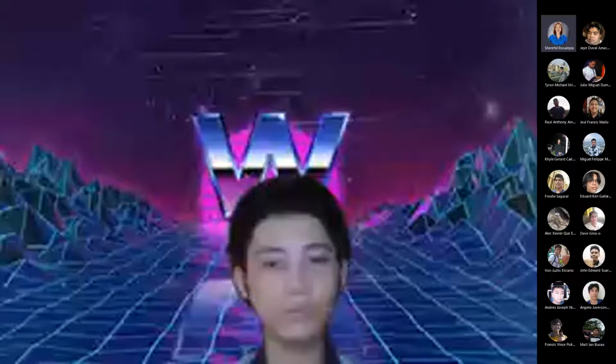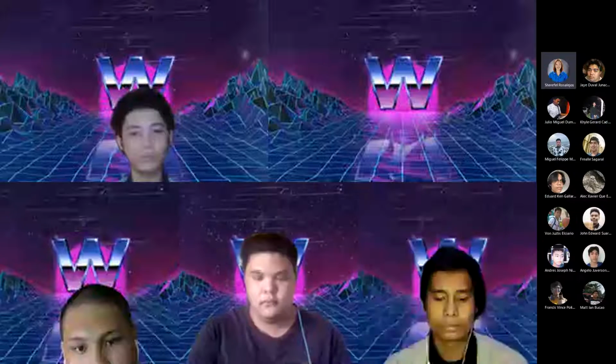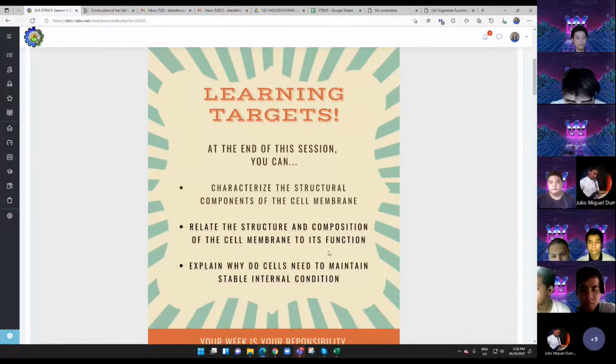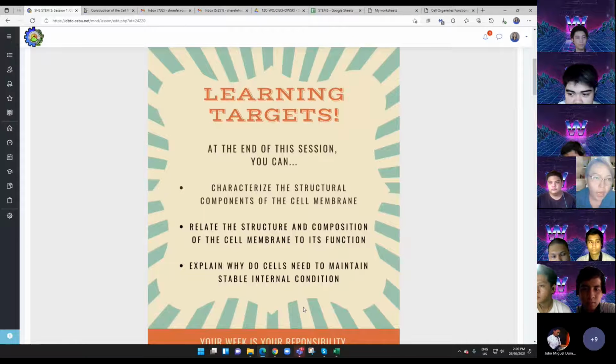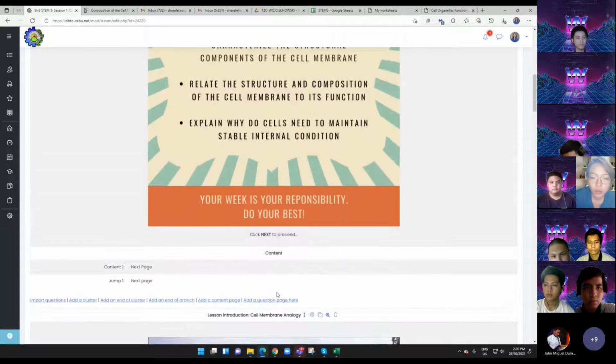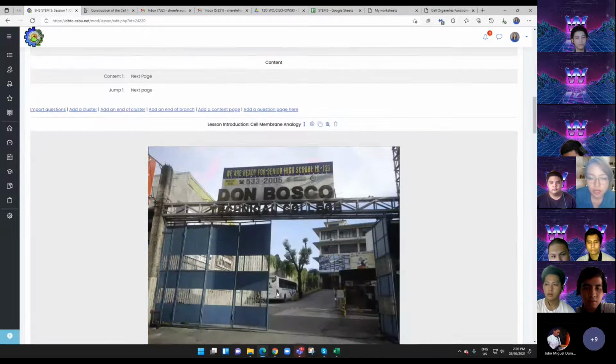mga naa sa iyang parts ug unsa ang mga role in relation to its functions ha. And why do cell membranes maintain stable internal condition? Okay? So what you see here is what?